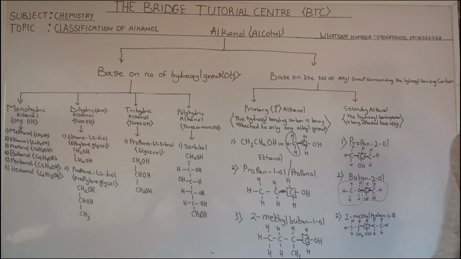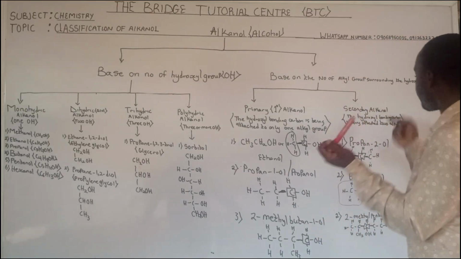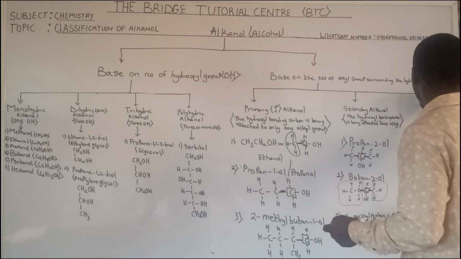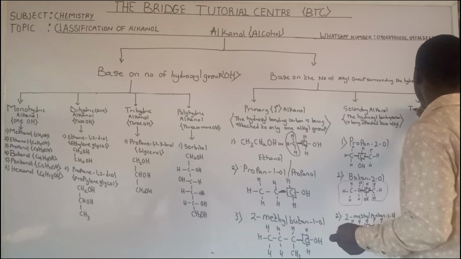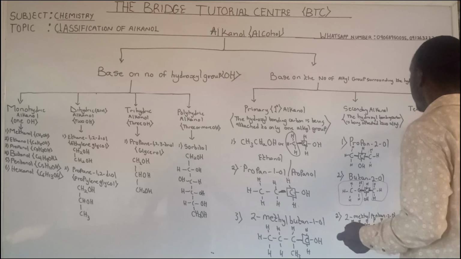So it is also a secondary alkanol. So that's about secondary alkanol. Now let us take a look at tertiary alkanol, which is the third type of alkanol. And don't forget tertiary alkanol.